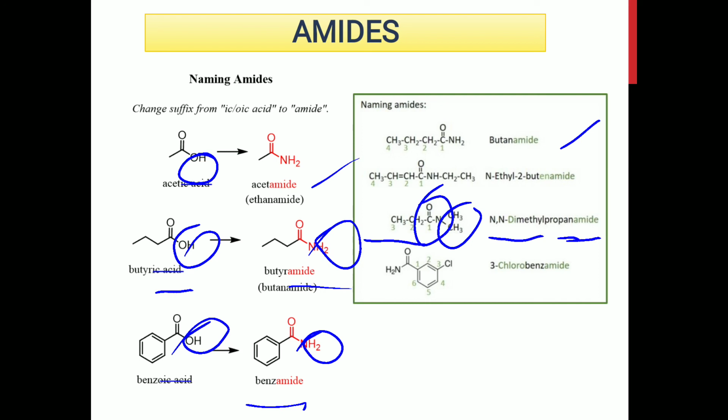Now let's have the last structure. Here we have one benzene ring, and on this benzene ring there is an amide group present, and there is one substituent, a chloro group. So if you number this ring, starting from the amide carbon as 1, then 2, 3, the chlorine is at the third position, 4, 5, 6. Okay, so the name becomes 3-chlorobenzamide. Okay, so this is for amides.